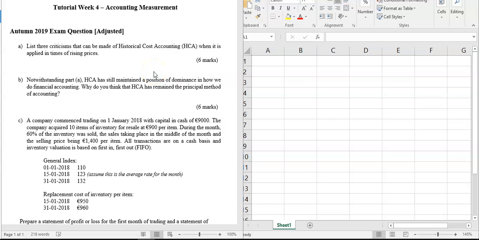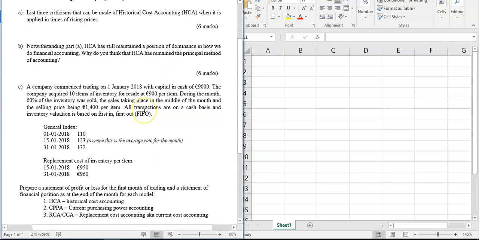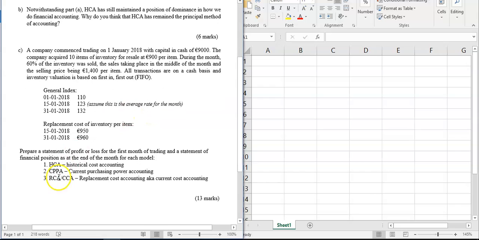This week's tutorial, we're going to take a look at a past exam question on accounting measurement. So we're going to look at two narrative requirements around historical cost accounting, and then we're going to do a computational example, part C, which looks at three of the main normative theories of accounting measurement: historical cost accounting, current purchase power accounting, and current cost accounting.